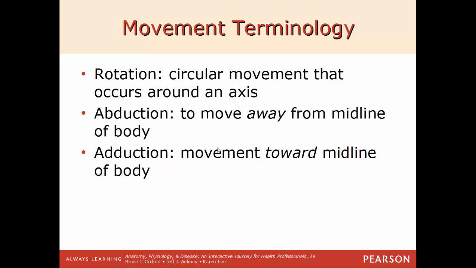Next, move on to some movement terminology. The first one, rotation. Circular movement that occurs around an axis. You can rotate your head left and right. Abduction and adduction. These are terms we talked about in previous videos. Abduction with a B, moving away from the midline of the body. Then adduction is going toward the midline of the body. And the analogy I used in the other video, when someone is abducted, they are taken away from their home. So moving away from the midline for abduction.